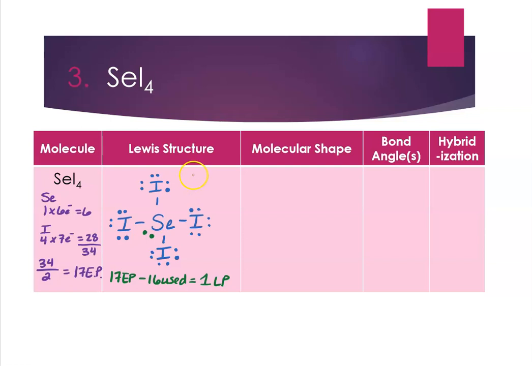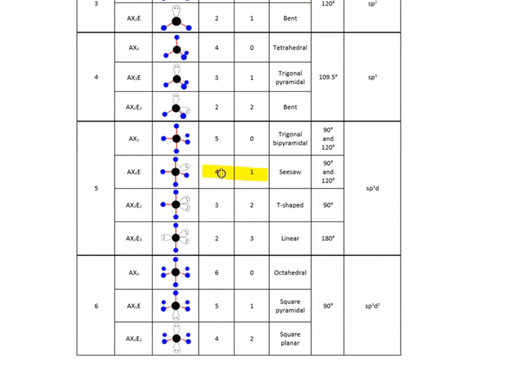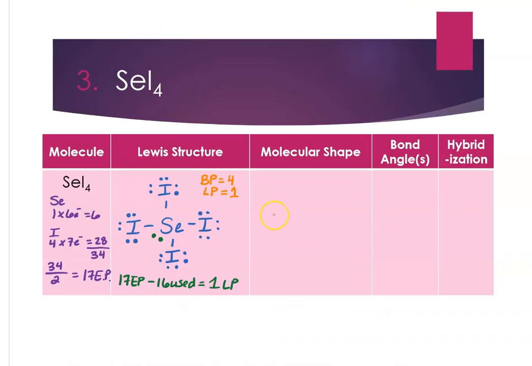Okay, so now let's see what we have. We have 4 bonds, 1, 2, 3, 4 bonds. And for lone pairs, I have 1 lone pair on the central atom. So let's find this combination on my chart. And I see that 4 and 1 is seesaw, 90 and 120, and sp3d. So I come back up here: seesaw, 90 degrees and 120 degrees, and sp3d.